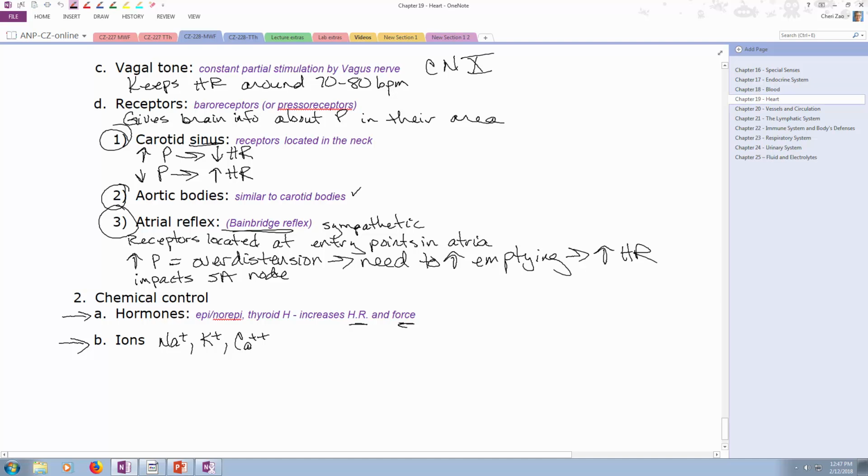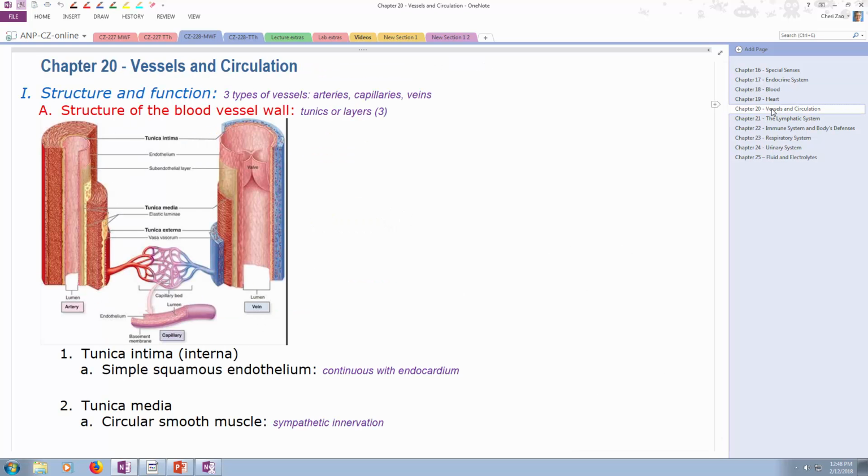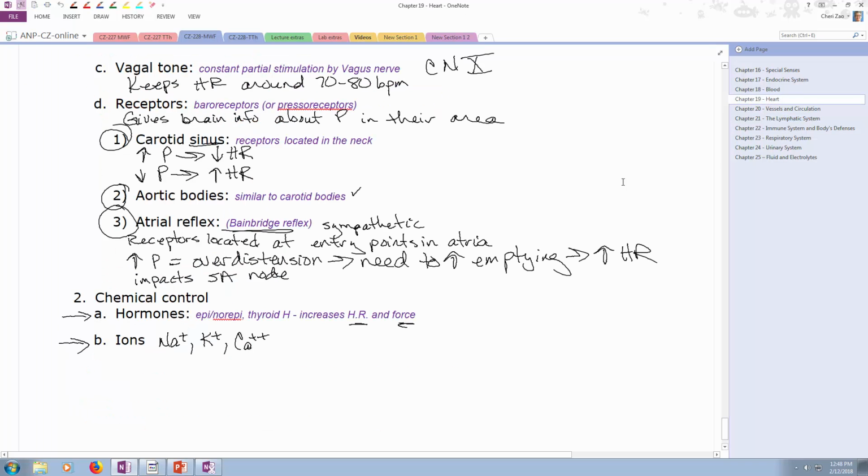So I think we'll stop there, and next time we get together, we'll talk about vessels and circulation. And we've kind of already touched on that. So we'll do some clickers.